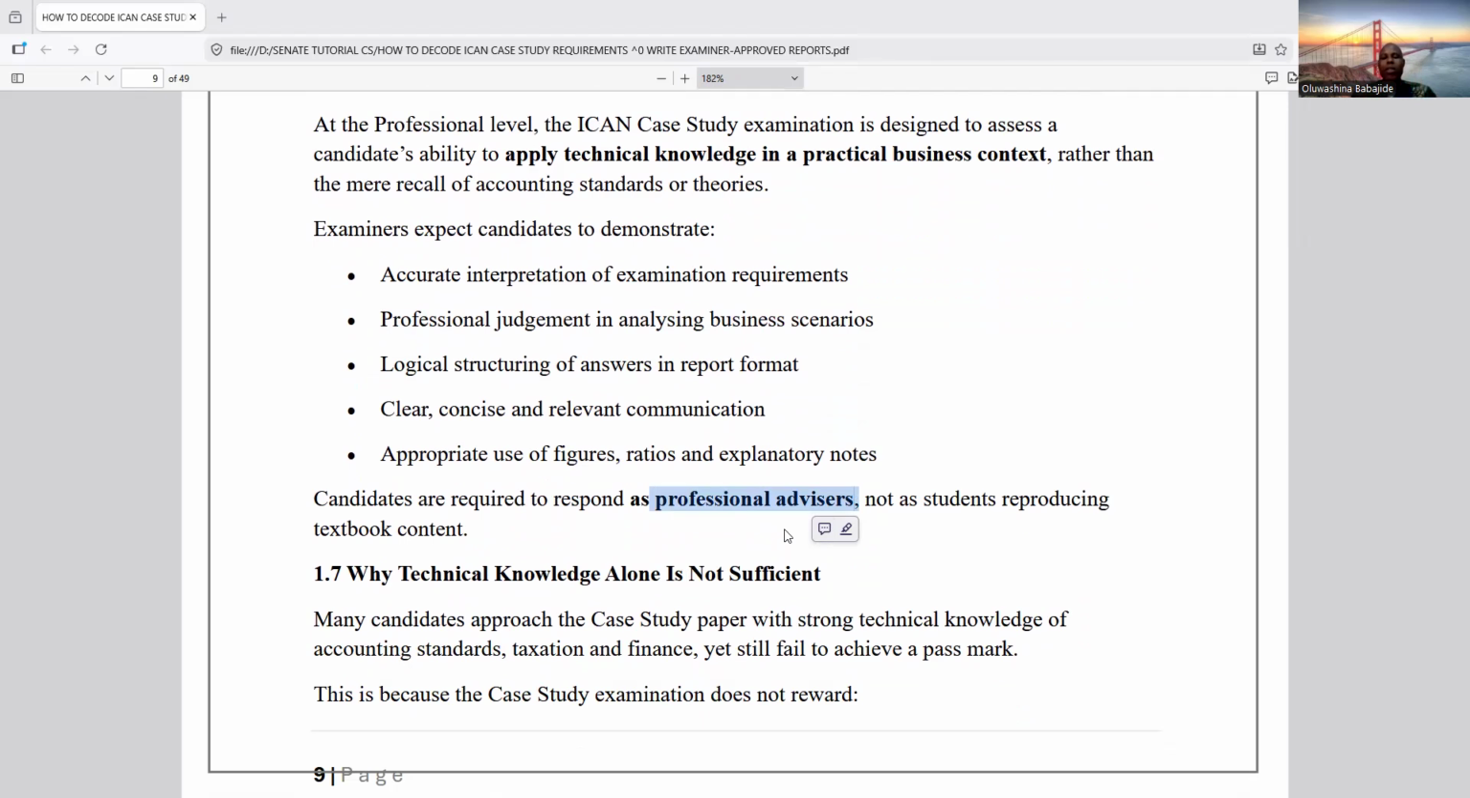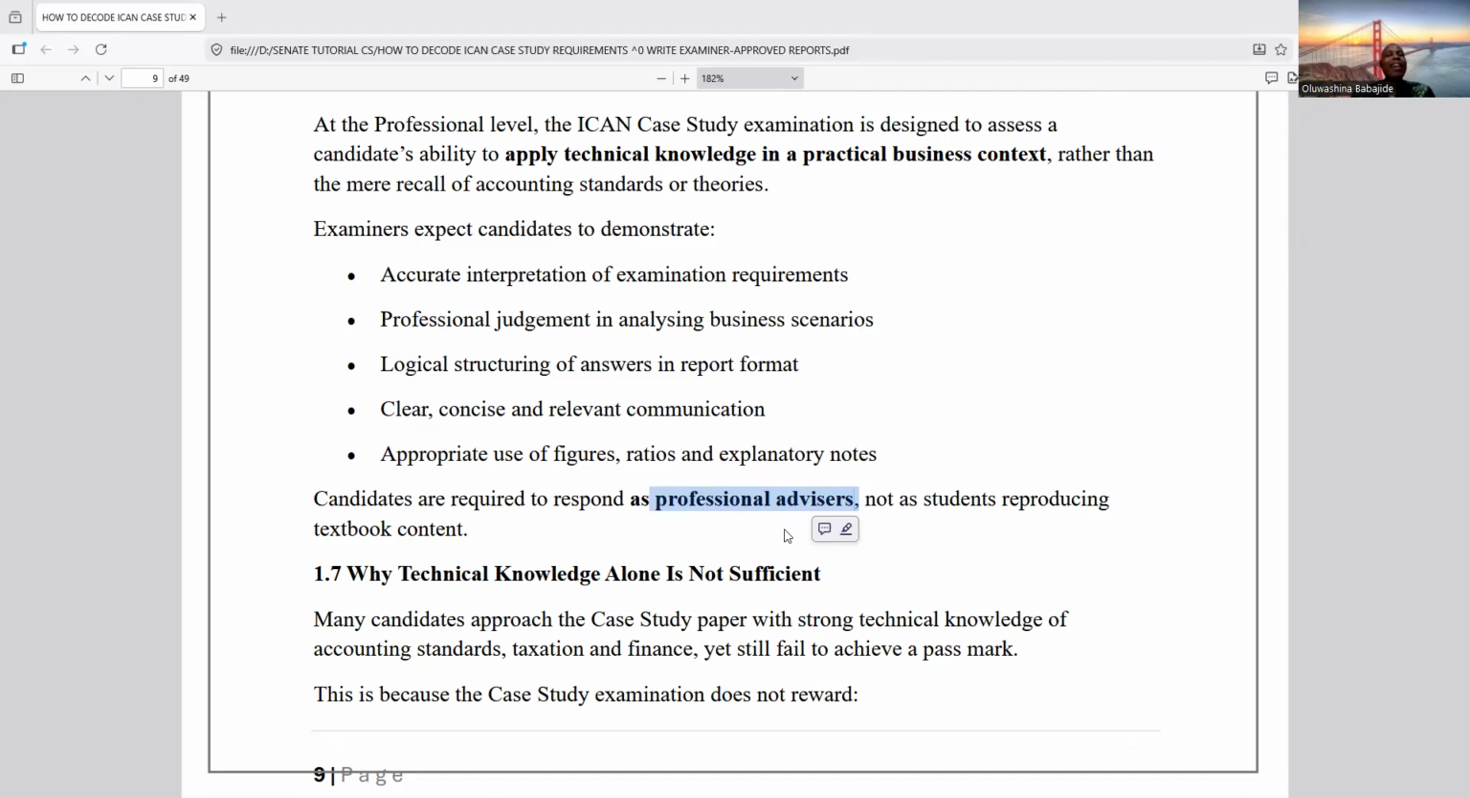So you are seeing yourself as a business advisor in a business environment. That means your mindset must change that day. You are going into this exam as a business advisor. I am there as a professional to advise this type of industry, this company. That's what you are going there for.